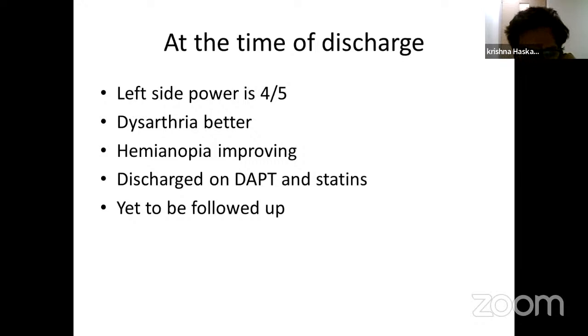But at the time of discharge, the left side power improved to 4/5, dysarthria became better, and hemianopia started improving. He was discharged on double antiplatelets and statin, and he is yet to follow up during our course.